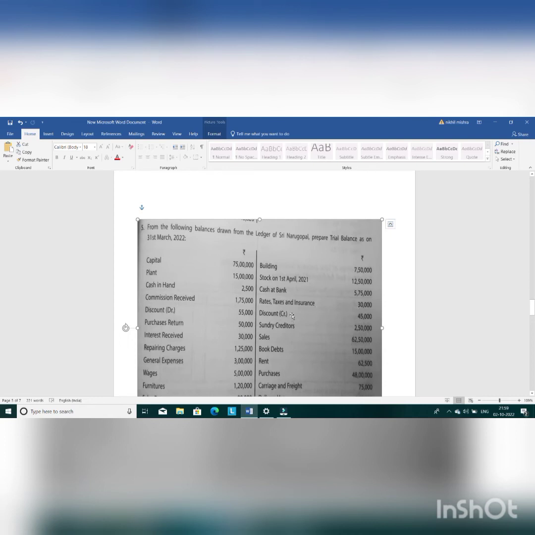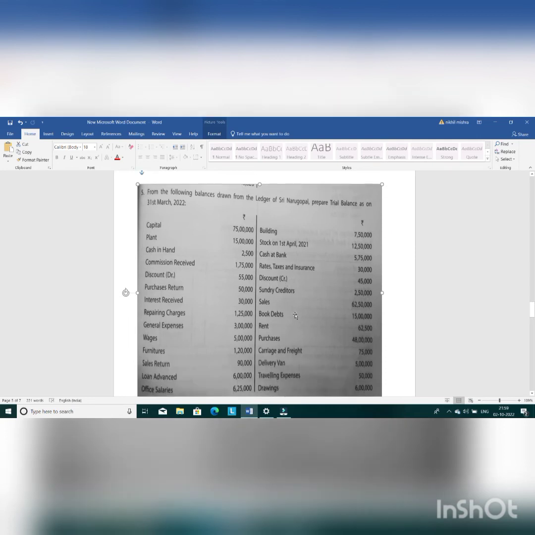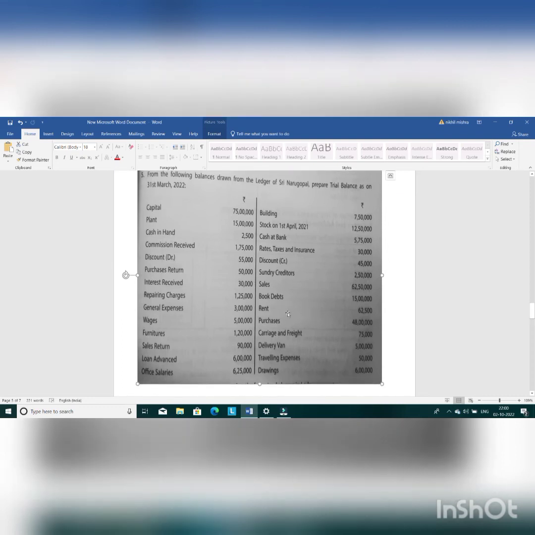Rates, tax and insurance is an expense, debit column. Discount credit means discount you have received from someone, this is discount debit. And here this is discount credit, credit means discount received, so discount received will be in credit column. Sundry creditors, it's a liability, in credit column. Sales is an income, it will be in credit column. Book debts, debtors means the money which you will be getting back, book debts, 15 lakh, it will be coming in debit column.